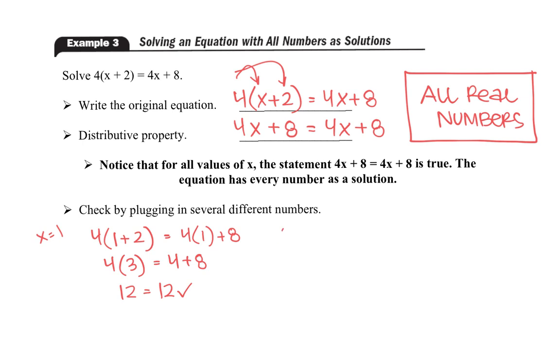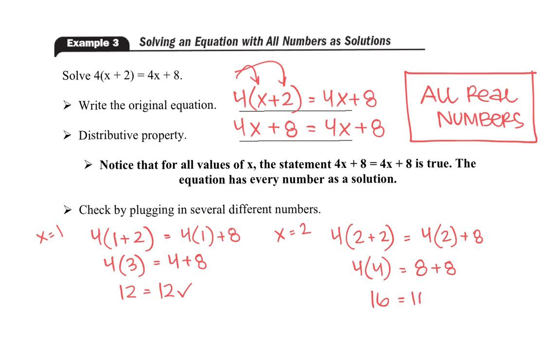I'm going to plug in another number just to show you what happens here. So you could also say that x is 2, because x can be anything. So if that's what I did, I would in the parentheses here have 2 plus 2, and then on the other side I have 4 times 2 plus 8. So this would be 4 times 4 over here and 8 plus 8 over here. So that's 16 equals 16. Now what you notice is you didn't necessarily end up with the same number. Here we got 12 equals 12. On the other one we got 16 equals 16, but they're both still true statements, and so that's fine.